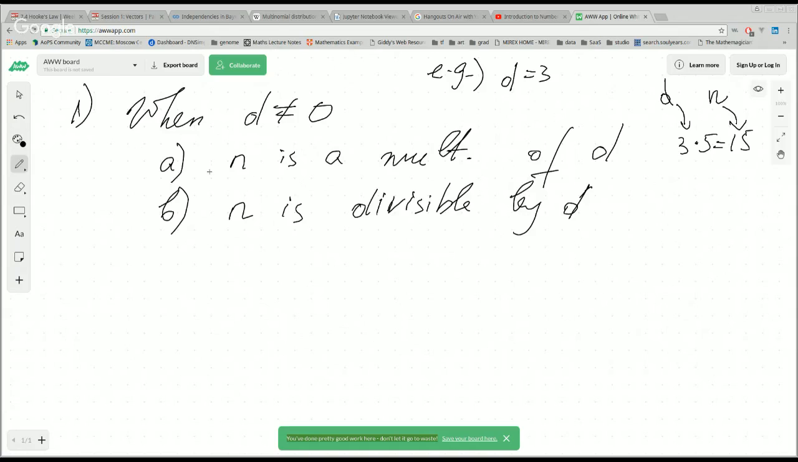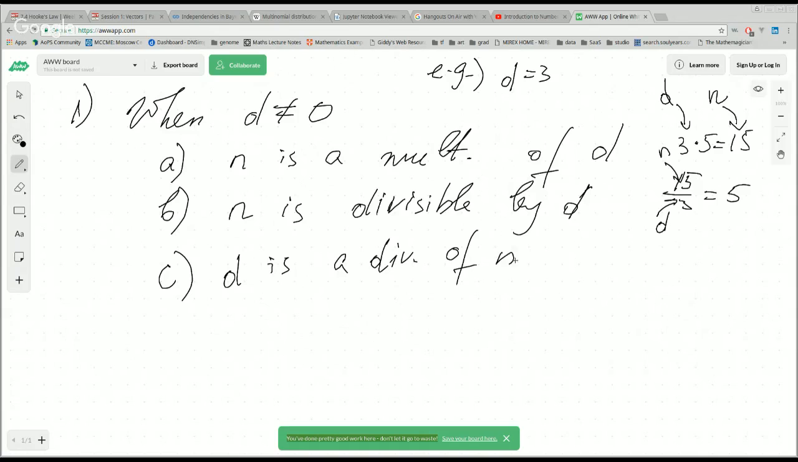That's statement A. Statement B says n is divisible by d, which was 3, right? So if 3 times 5 is 15, then I can divide both sides by this 3 to get an integer. So 15 divided by 3 gives me my 5, which means that 15, the n, is divisible by 3, which is the d, because I get an integer as a result. The third statement says d is a divisor of n. Well, this is very closely related to statement B, right?